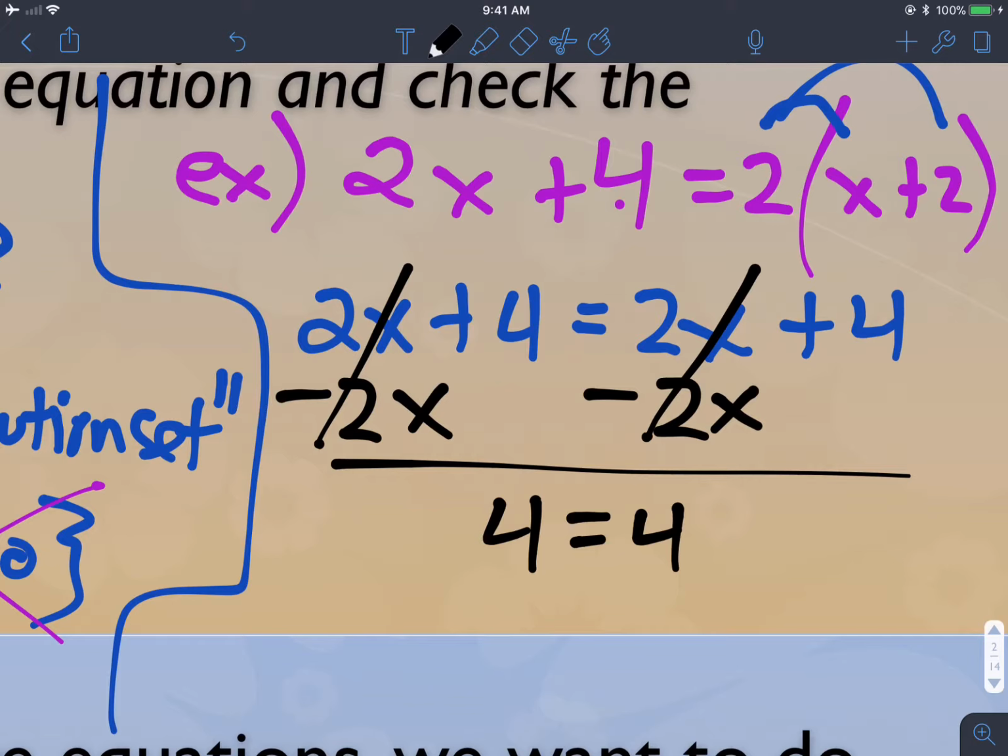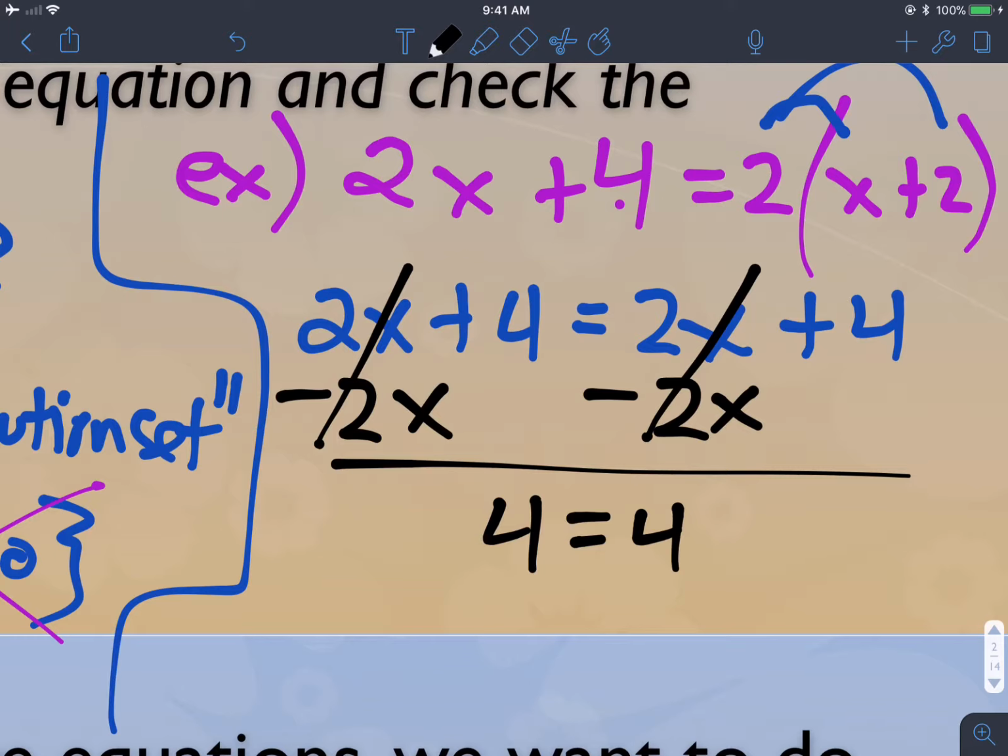Why do you subtract the 2x? Because it's positive. So why am I subtracting 2x? Because you're trying to get rid of that 2x to get it by itself. But it's just by coincidence that it'll cancel out on the other side. So you can think of it as 0 and 0. And I'm left with 4 is equal to 4.